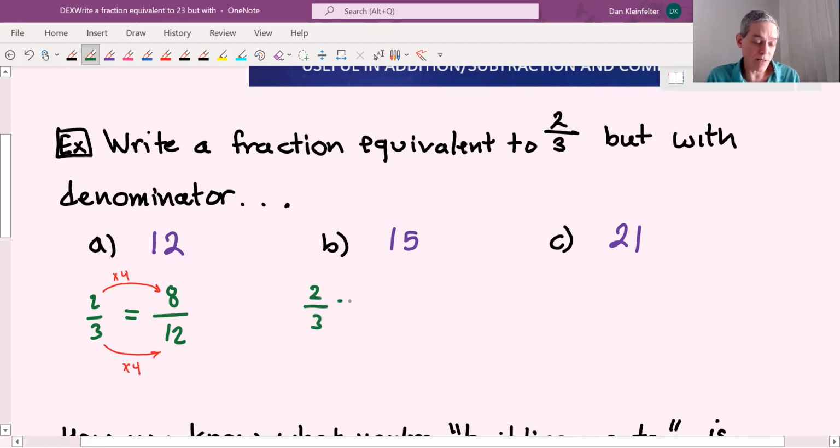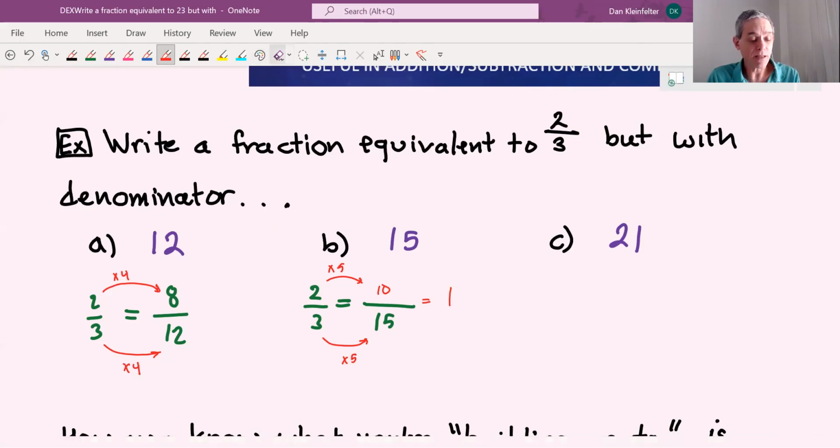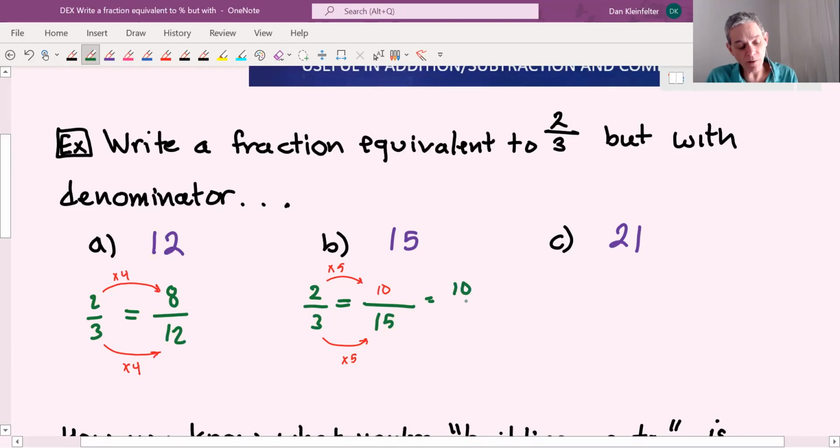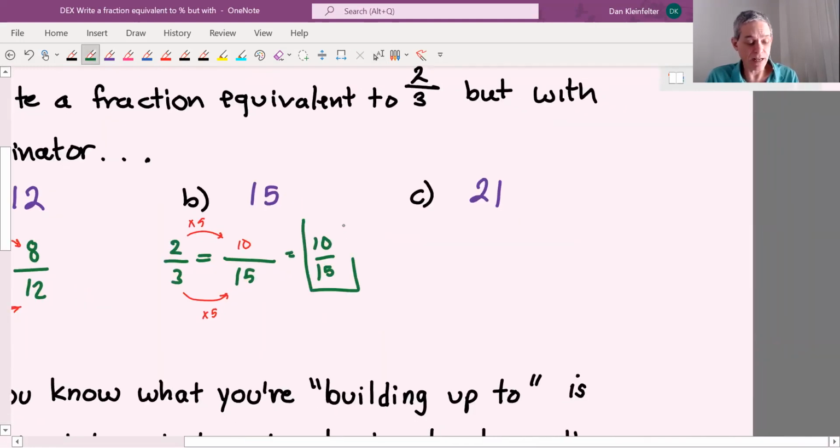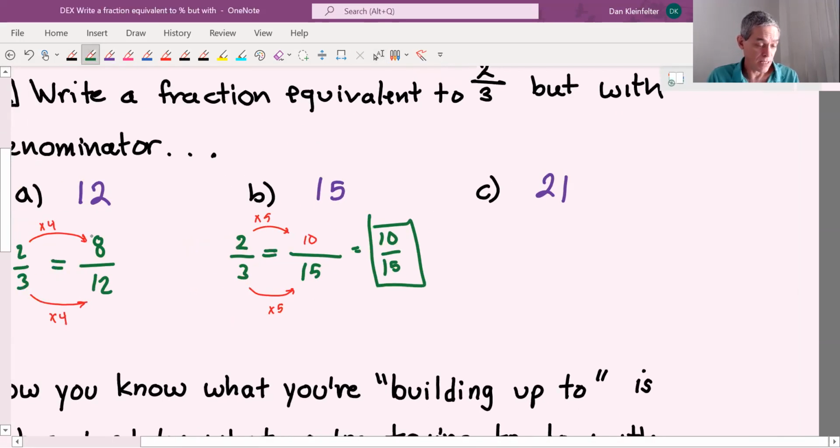All right, next we have 2/3. We want to change that into 15ths. So we can say, okay, well, 3 divides into 15 5 times, and so we'll be multiplying 2 times 5 also. That will give us, of course, 10 in the numerator. And so our final answer is going to be 10/15.